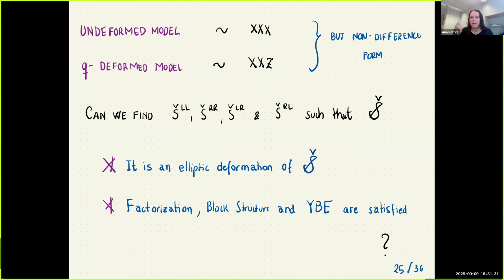And the undeformed one behaves a bit like XXX, but of non-difference form. The q-deformed one, so there is a q-deformation of what I just mentioned, has exactly the same three properties, and it behaves a bit like XXZ. So our question was, can we use our method to find all these blocks such that this is now an elliptic deformation, but these three properties are still satisfied?